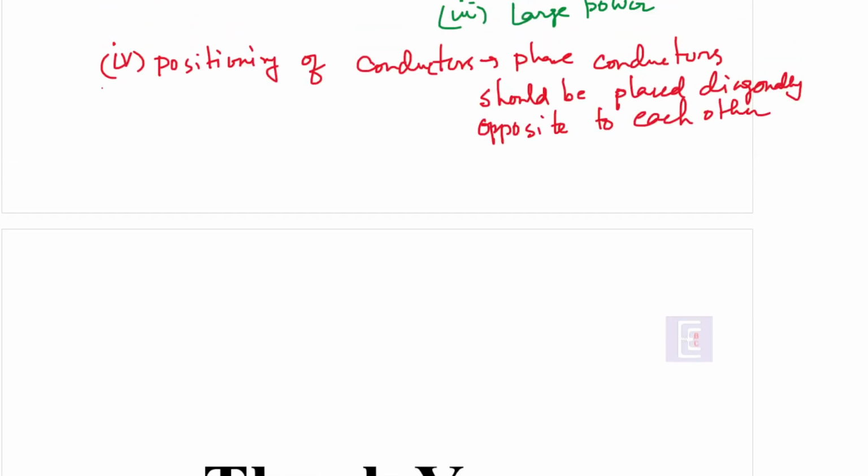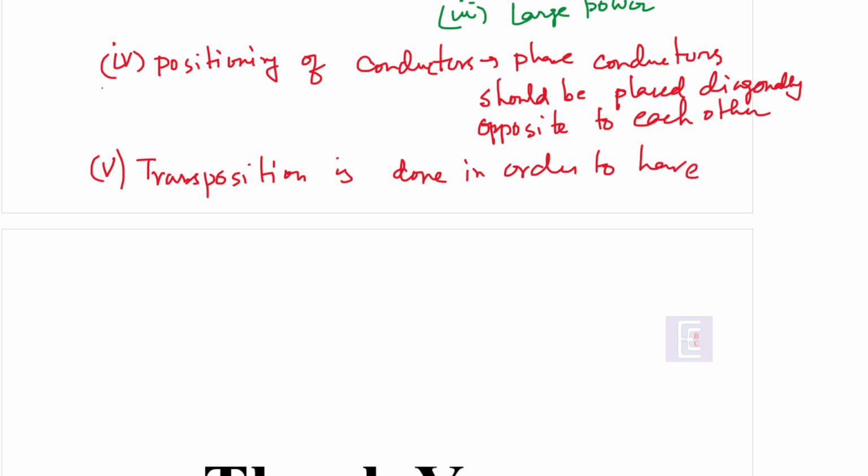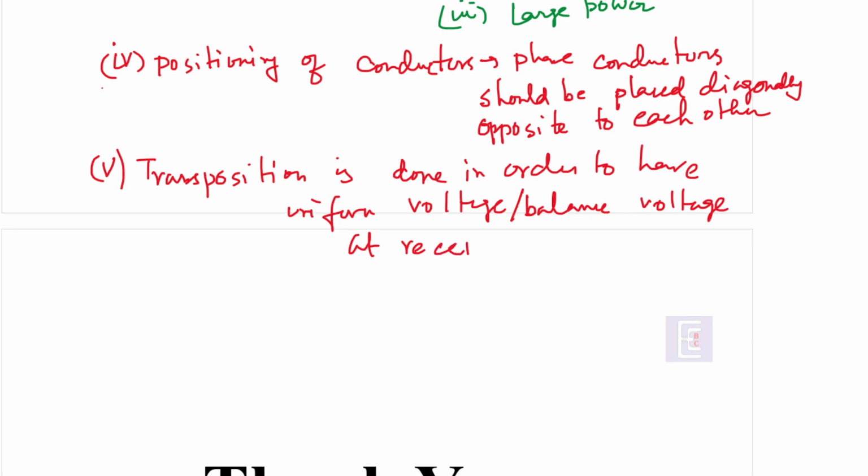And lastly, we have seen that transposition is done in order to have uniform voltage, or balanced voltage, at the receiving end.